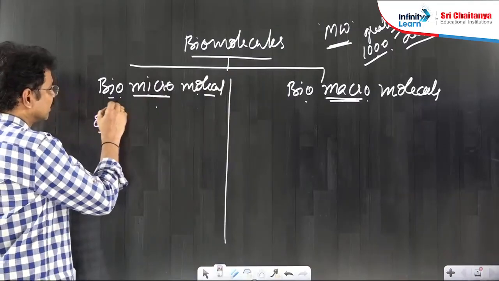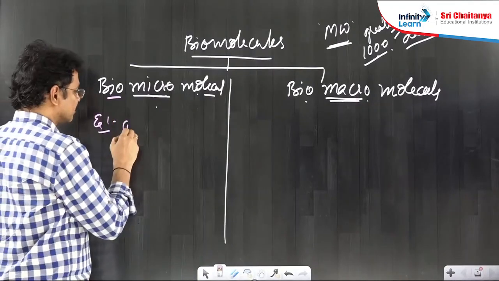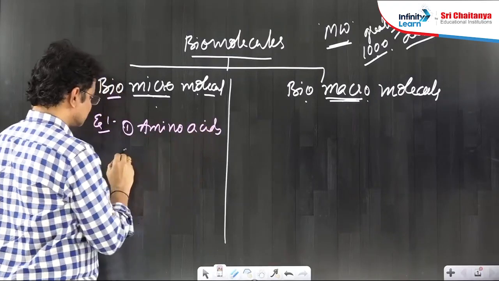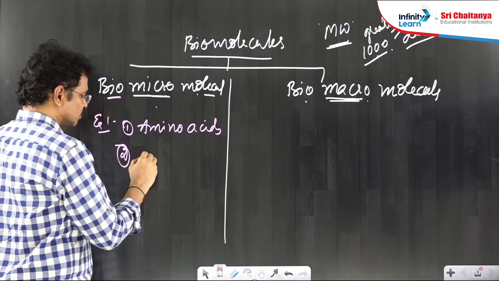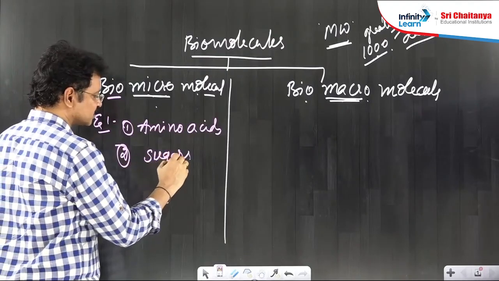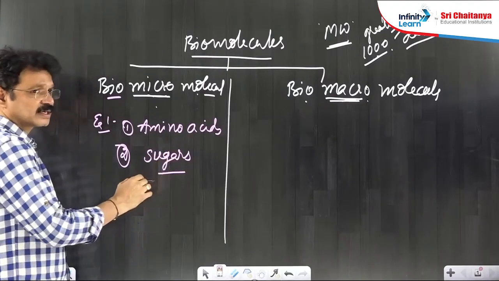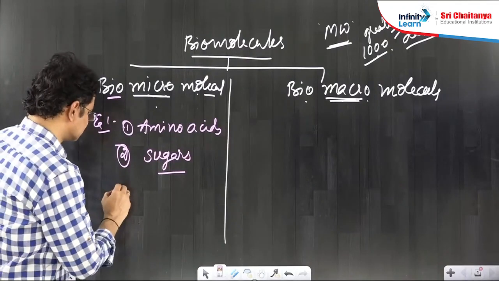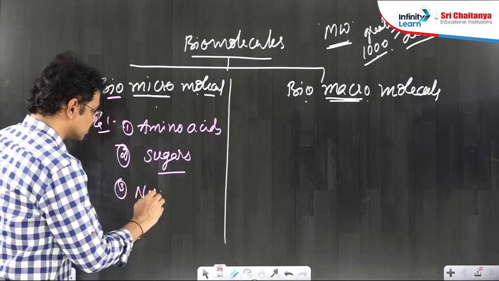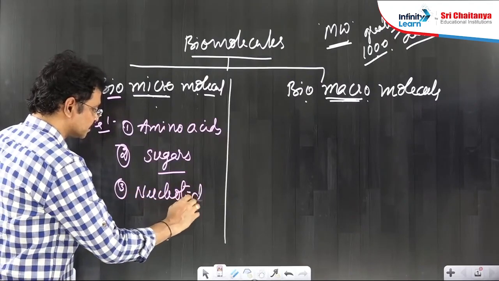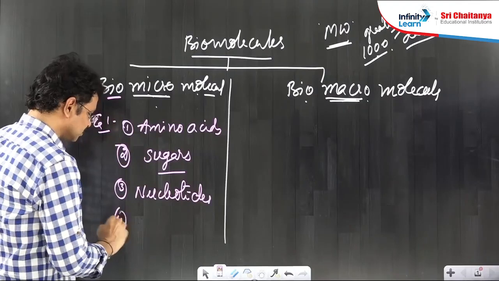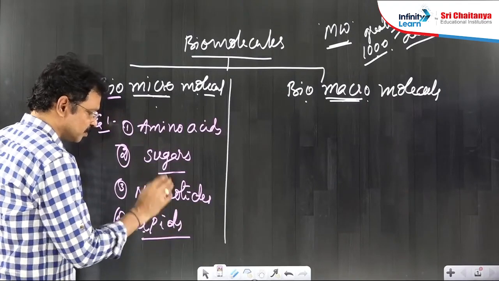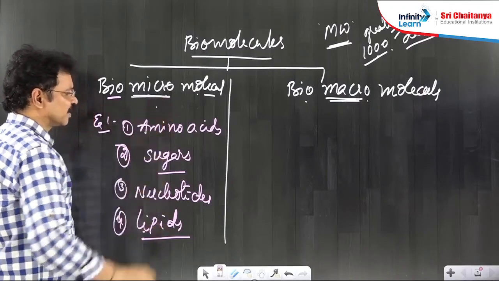Can you give examples for biomicromolecules? Smaller molecules, but present in living things. Number one is amino acids. Number two, sugar molecules, especially monosaccharides. Sugar is the English word; the technical name of sugar is saccharide. Third one, nucleotides. And the fourth one, fats and lipids or oils. Almost similar: fat, lipid, oils. These are also examples for biomicromolecules.